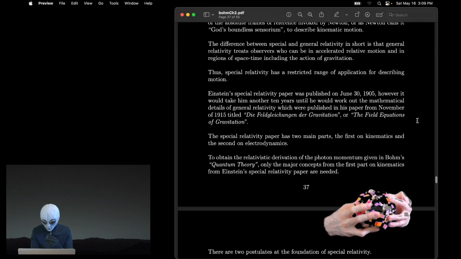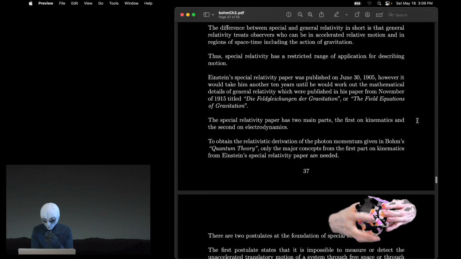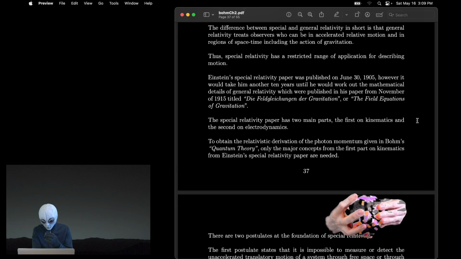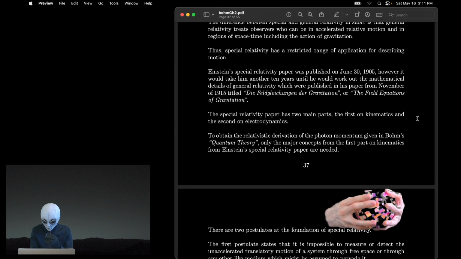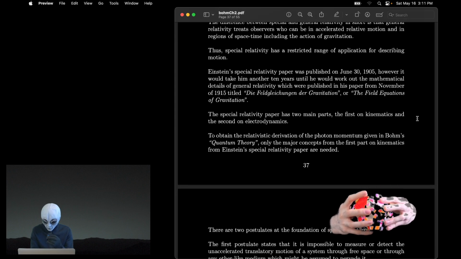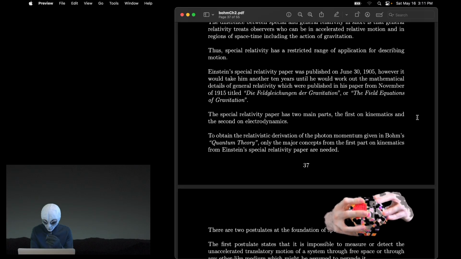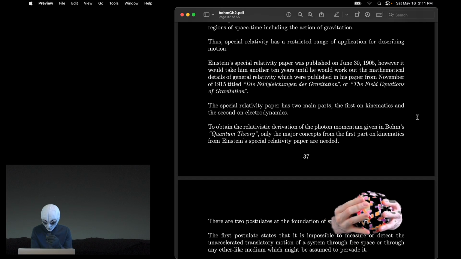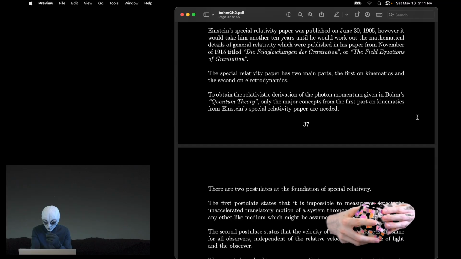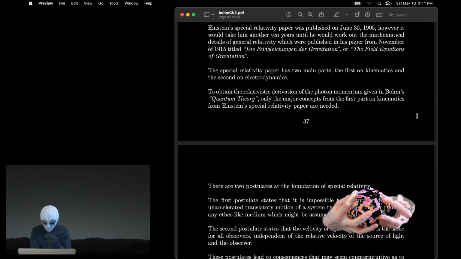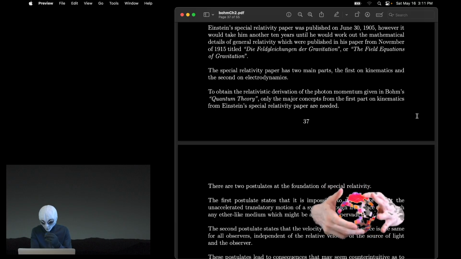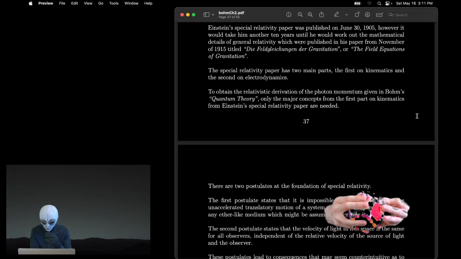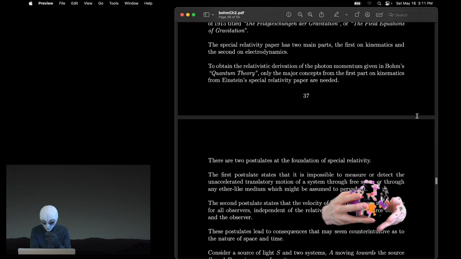Einstein's special relativity paper was published on June 30th, 1905. However, it would take him another 10 years until he would work out the mathematical details of general relativity, which were published in his paper from November of 1915, titled Die Feldgleichungen der Gravitation, or The Field Equations of Gravitation. The special relativity paper has two main parts, the first on kinematics and the second on electrodynamics. To obtain the relativistic derivation of the photon momentum given in Bohm's quantum theory, only the major concepts from the first part on kinematics from Einstein's special relativity paper are needed.